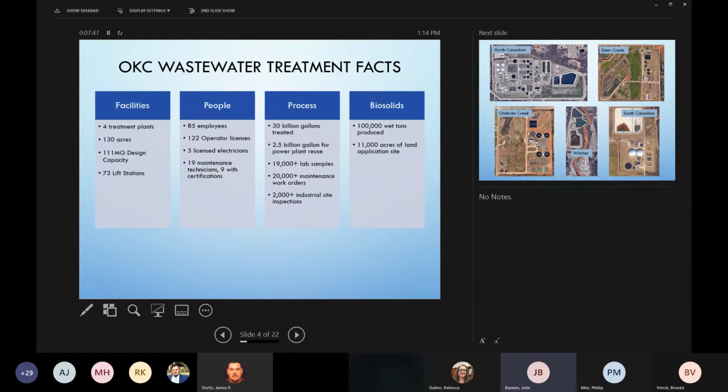Overall, annually is over 30 billion gallons treated. We do use 2.5 billion gallons a year for reuse at the power plant. So we have a direct impact to the power industry. And you can see tens of thousands of lab samples and work orders to complete the process. And the solids, or the material that we do separate from the liquid stream, is then 100% used in beneficial land application in agriculture throughout the metro Oklahoma City area, benefiting all of our farmers.